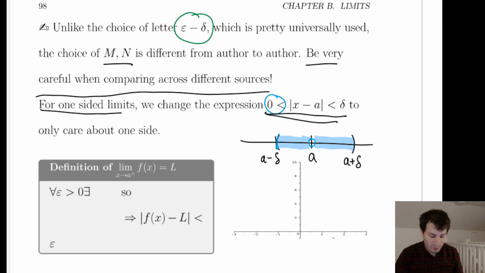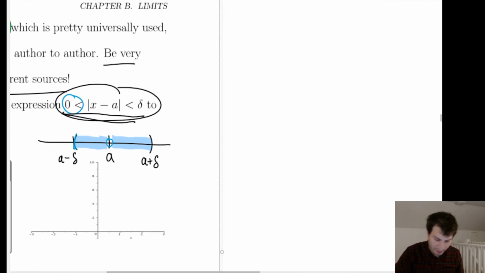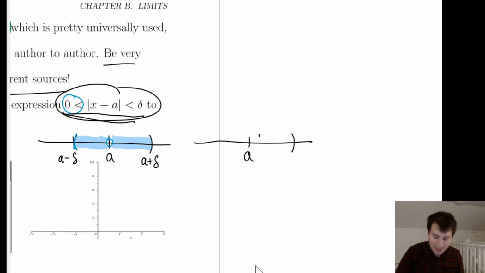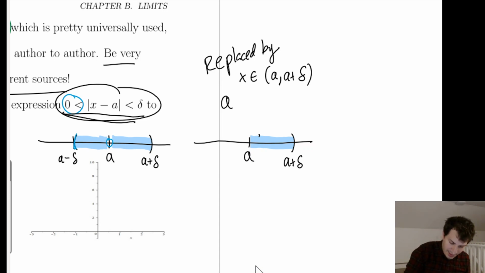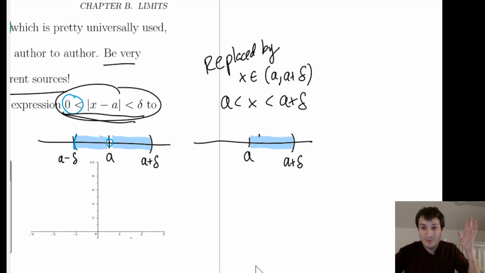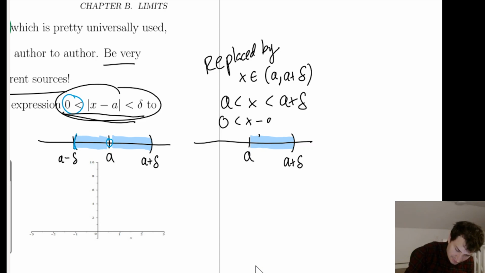We want to replace that with the one-sided interval. So whenever we see this thing, what are we going to replace it with? We're going to replace it with an inequality that represents this interval. So for the limit from the right, this is going to get replaced by something that represents a to a + delta. You could write that in interval notation: x is in (a, a + delta). Or you could write it as an inequality: a < x < a + delta. Or you could even subtract a from everywhere, so you could say 0 < x - a < delta.